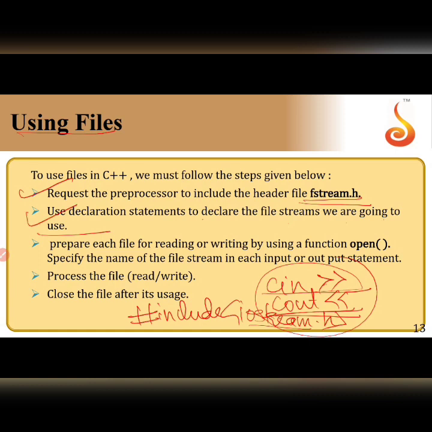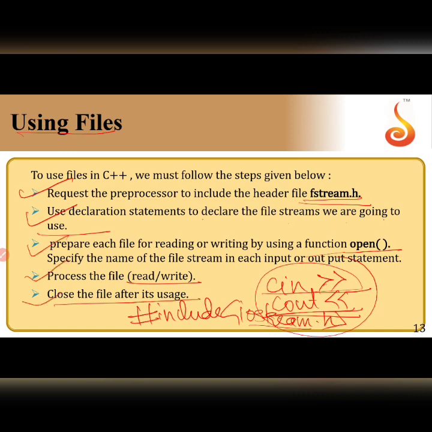Prepare each file for reading or writing by using the open function. Without opening a file, you can neither read from it nor write to it. So the first thing is you need to open it, and once you complete whatever you are doing, whether reading or writing, you need to close it. Otherwise, it gets closed only when you exit the application. Process the file, and after that close the file.